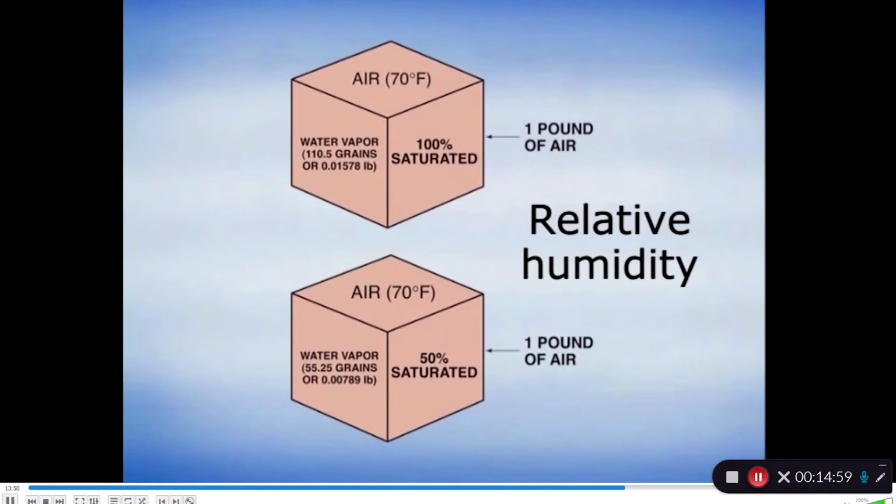Relative humidity is the ratio of the amount of moisture in the air sample divided by the capacity of that air sample to hold moisture. If an air sample has the capacity to hold 110.5 grains of moisture, but is only holding 55.25 grains, the relative humidity is 55.25 divided by 110.5, or 0.50. This means that the relative humidity in the air sample is 50%.